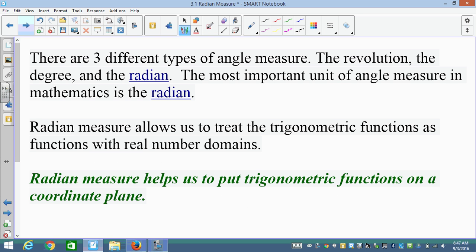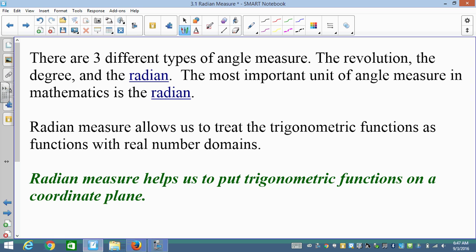So three different types of angle measure: the revolution, which was the first thing we played with. You know, how many times does it revolve around the circle? The degree, and then the radian. The most important unit of angle measure in mathematics is the radian. You would go into calculus, it's almost 100% only radian measure. So this is stuff we've got to make sure that you know.